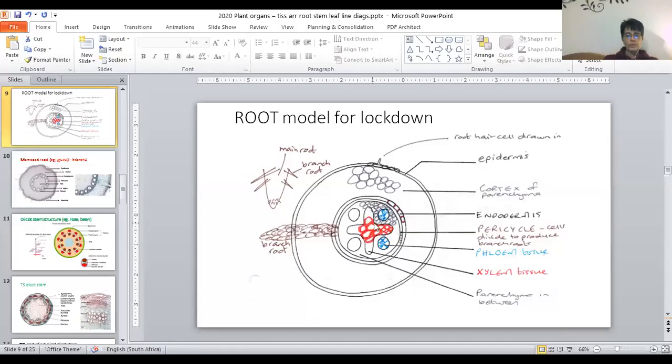Right, let's do part 2. We're now looking at the stem line diagram. Okay, but I'm going to refer back to the PowerPoint. Now, just from the root though, I just realized I didn't say the following.